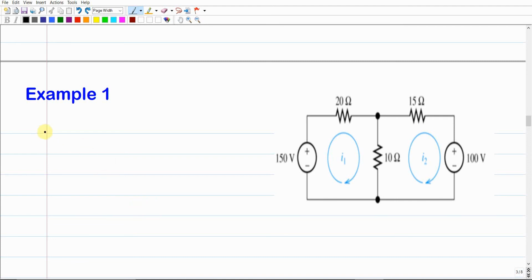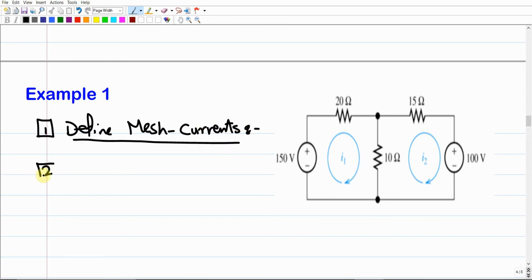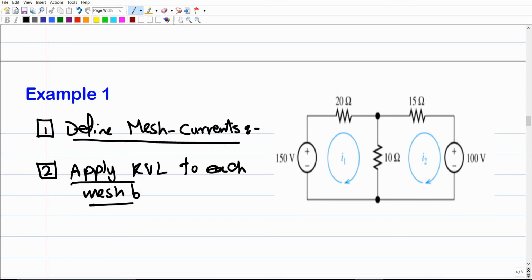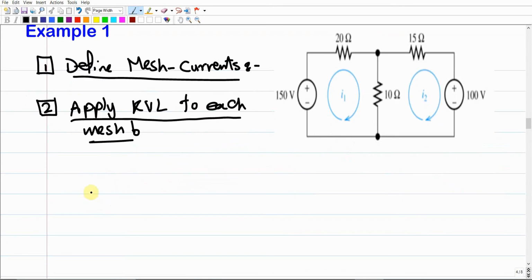It is very simple. Step 1 is just to define mesh currents, and we already did, right? The second step is to apply Kirchhoff voltage law to each mesh. Make sense? So let us start with mesh 1.